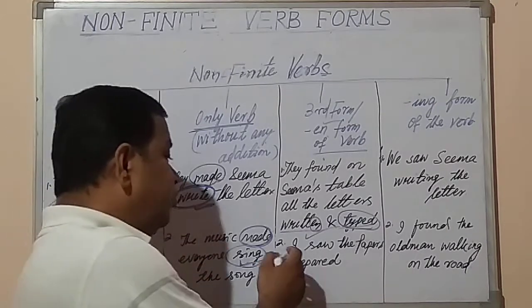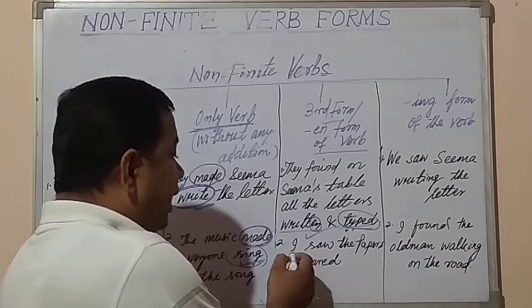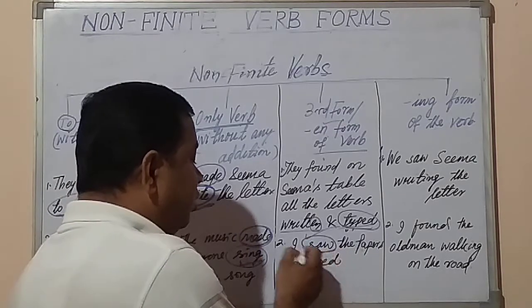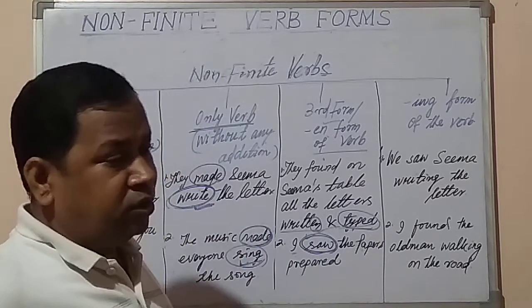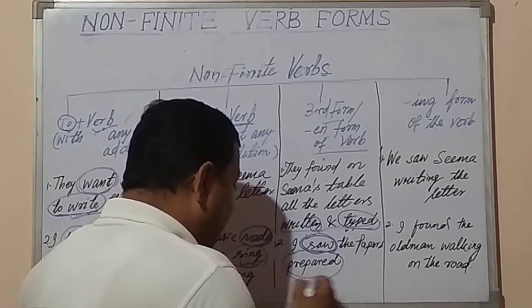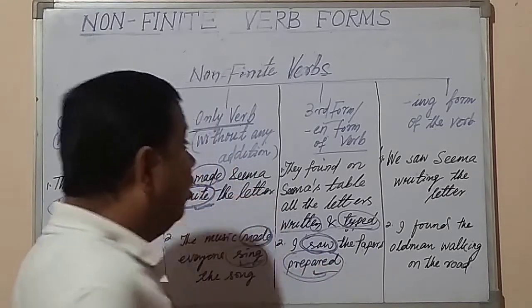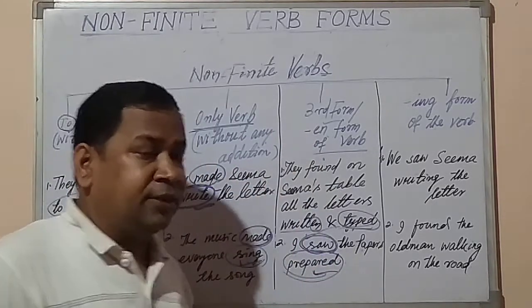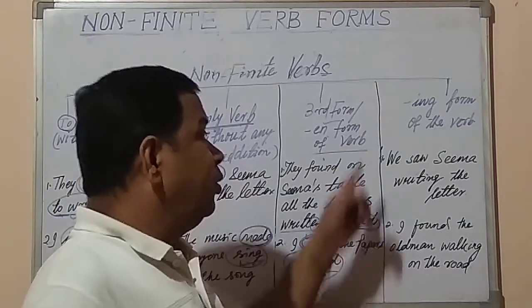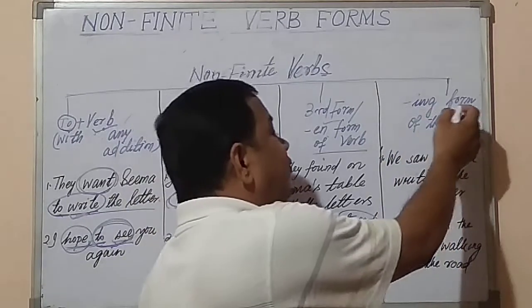Okay, next one you see here: I saw the papers prepared. Here saw is the what? Saw is the finite verb and prepared is the non-finite verb, and it is in the third form. Understand?